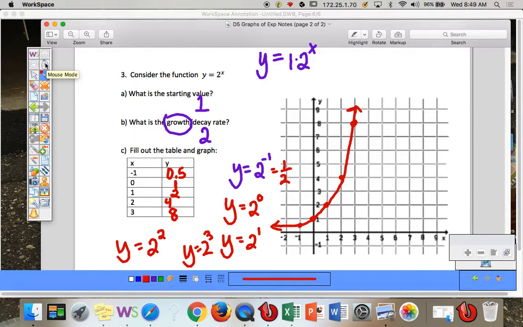So in today's assignment, you're going to practice reading graphs. You'll have some review problems, and you're actually going to be graphing some exponential functions as well.